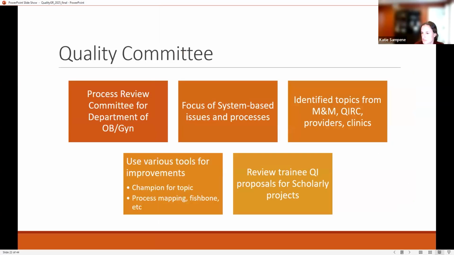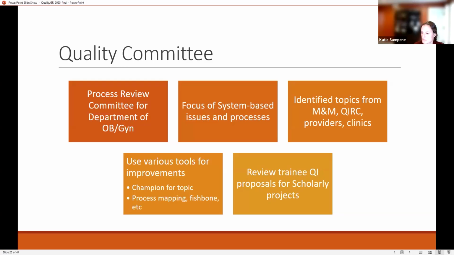All right, the Quality Committee. So this is newer in our department over the last 2 or 3 years. It is a committee that reviews systems. So as QIRC is peer review, the Quality Committee is systems-based review. So it's a process review committee. It focuses on system-based issues. Topics, again, are identified from M&M or providers submitting them, or in your clinic, you might identify something. Or QIRC might say, this is an issue with how this care was provided. This is a systems problem, and send it over to the Quality Committee.